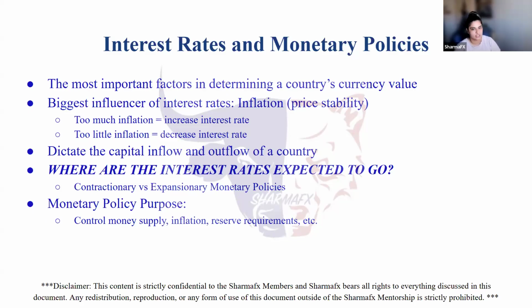If there's too little inflation, then the central bank is going to decrease the interest rates. So then you're increasing inflation, again making money cheaper by decreasing interest rates and really promoting people to go out and take loans and promoting economic activity. This will dictate the capital inflow and outflow of a country for that reason: how many investors are coming in versus how many investors are looking for alternatives. The big question here is, where are the interest rates expected to go?